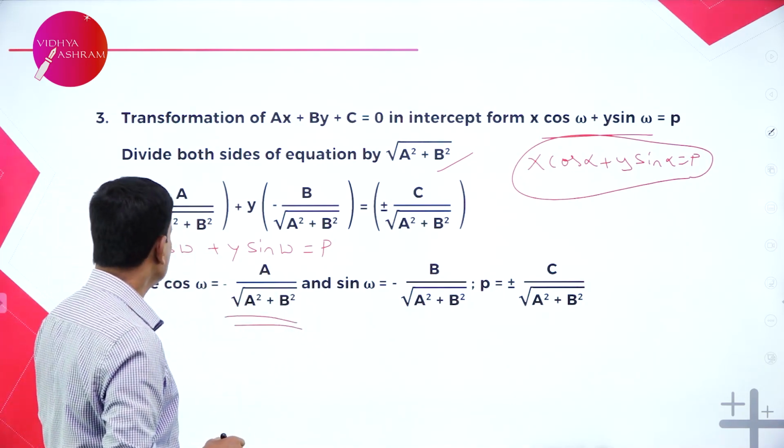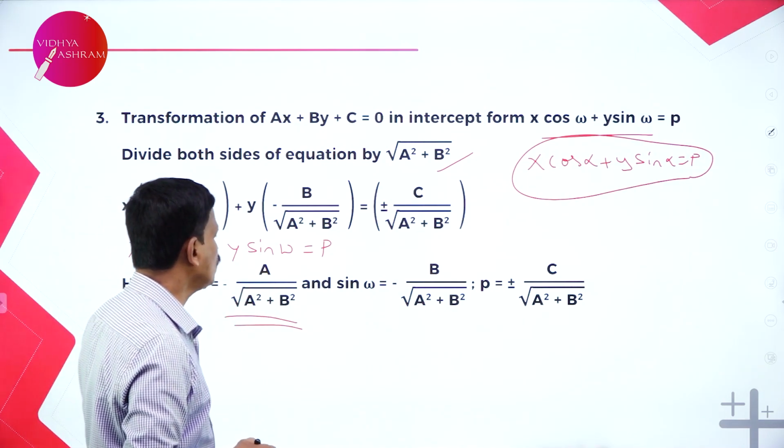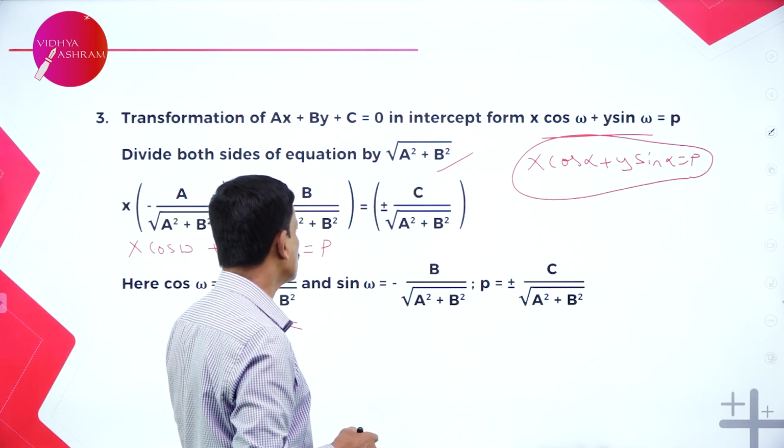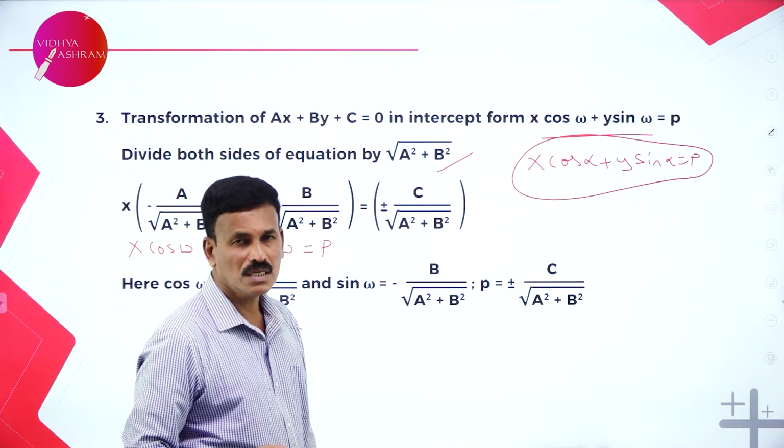Cos omega is equal to minus a by root of a square plus b square, and sin omega is equal to minus b by root of a square plus b square, and p is equal to plus or minus c by root of a square plus b square.